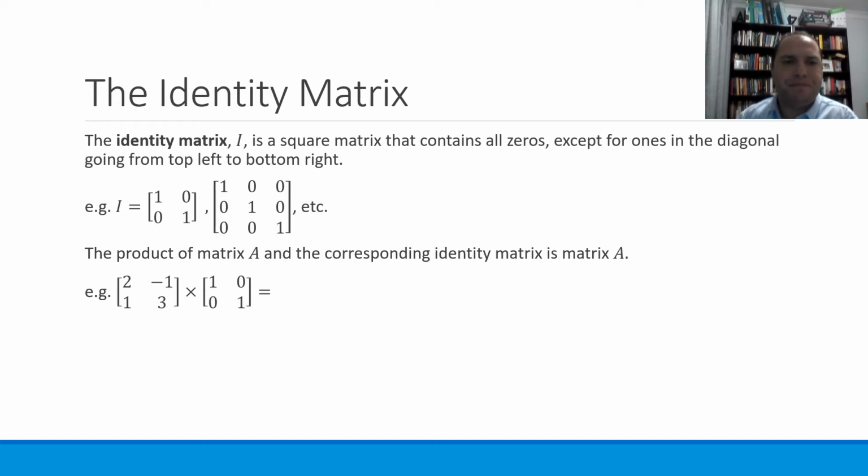Alright, so the identity matrix is a square matrix that contains all zeros except for ones in the diagonal going from top left to bottom right. Looking at these examples, we've got a 2 by 2 matrix, so that's our square. It's got zeros everywhere except from top left to bottom right, where the values are ones. For our 3 by 3, again we've got zeros everywhere, but from top left to bottom right, we have ones.